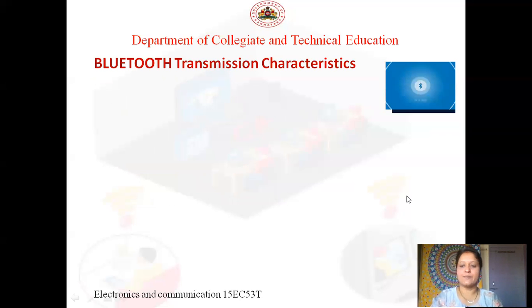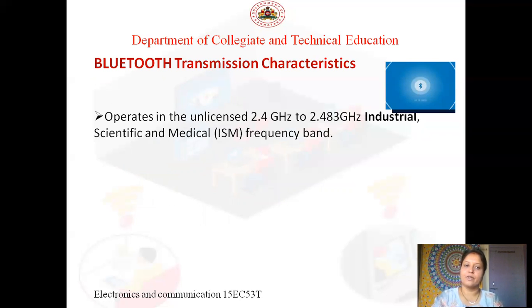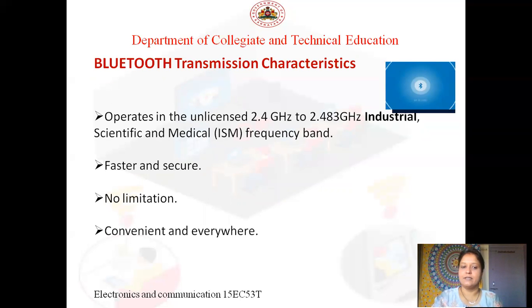Now the Bluetooth transmission characteristics. Which are the different characteristics? First one, Bluetooth operates in the unlicensed 2.4 GHz to 2.483 GHz industrial, scientific and medical frequency band. It is a faster and secure technology. No limitation. Convenient, and it can be used everywhere.